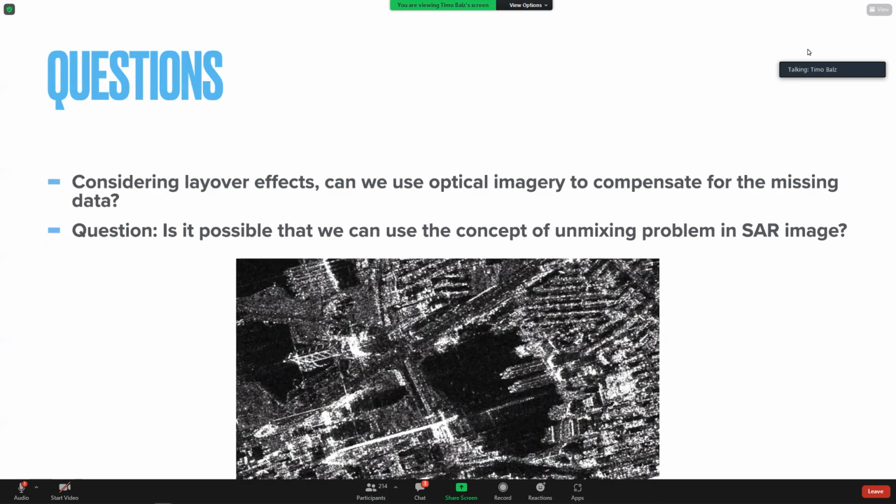Is it possible that we can use the concept of unmixing problem in SAR image? I have to say I'm not really sure what the unmixing problem is, or the concept of the unmixing problem. So again, maybe if you can specify that more clearly.